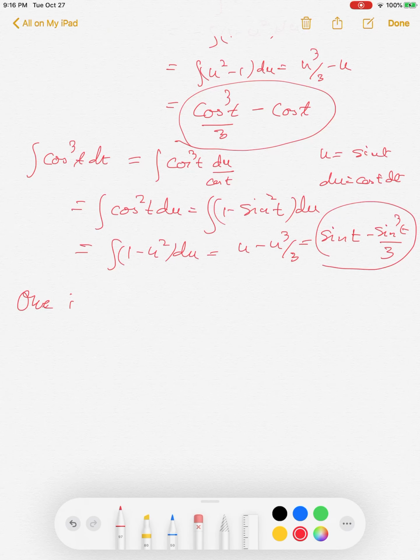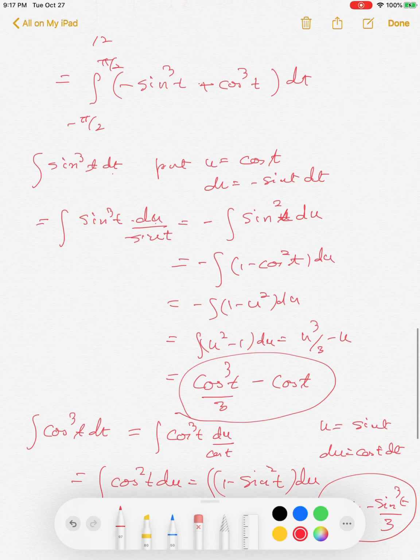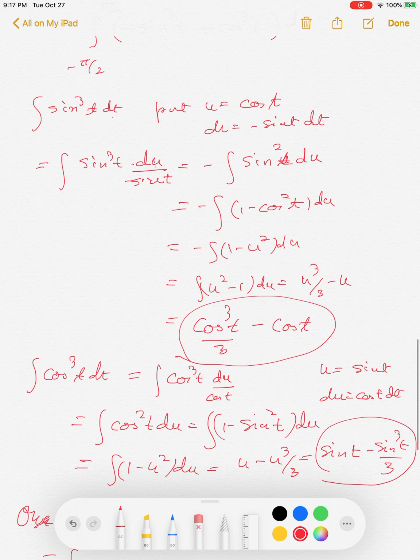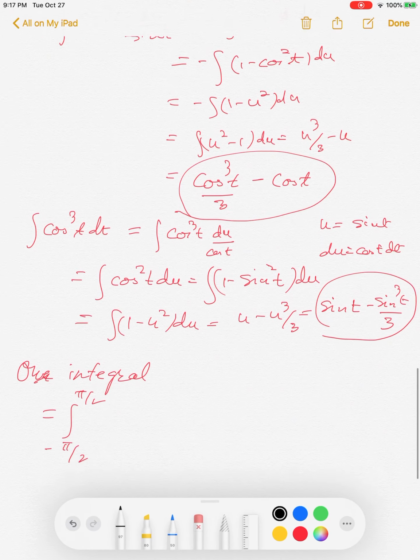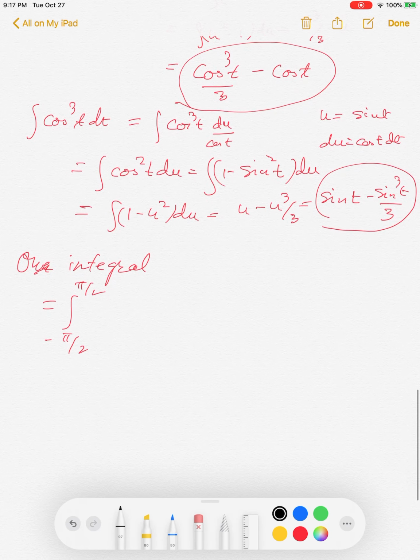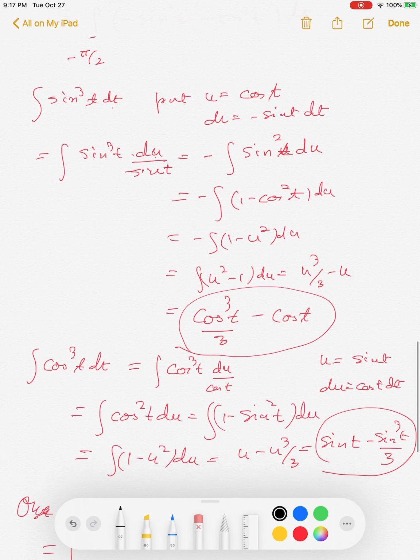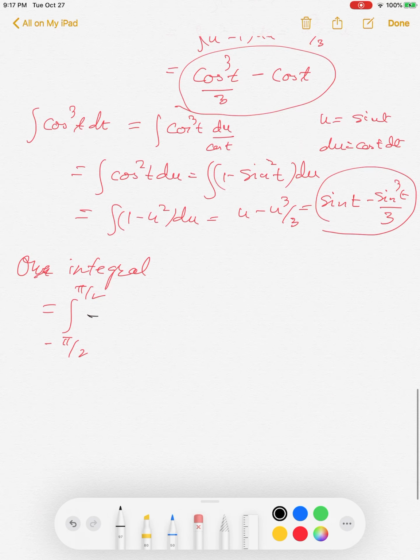So going back to our integral, it's minus sine cube t plus cos cube t. So our integral is from minus pi by 2 to pi by 2 of minus sine cube t, which we have here, plus cos cube t. Let me just see, our integral turned out to be minus sine cube t plus cos cube t.